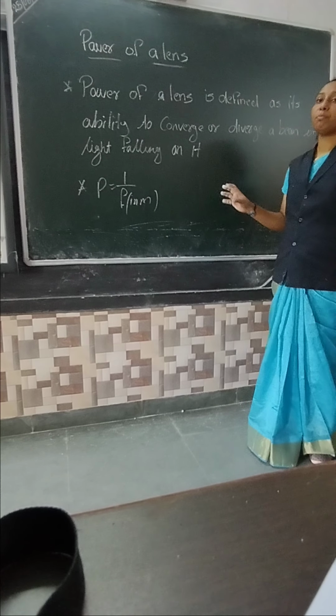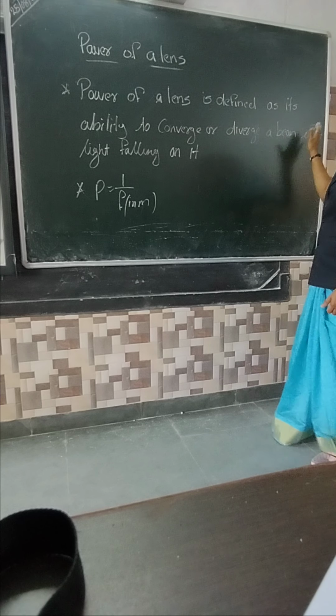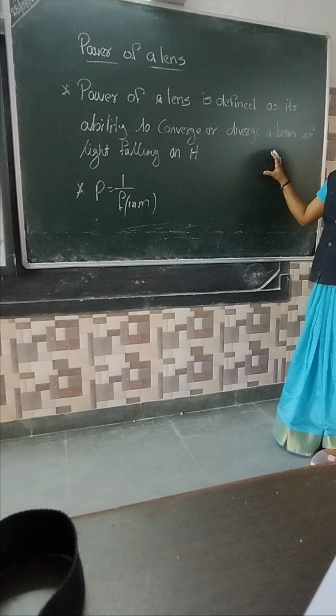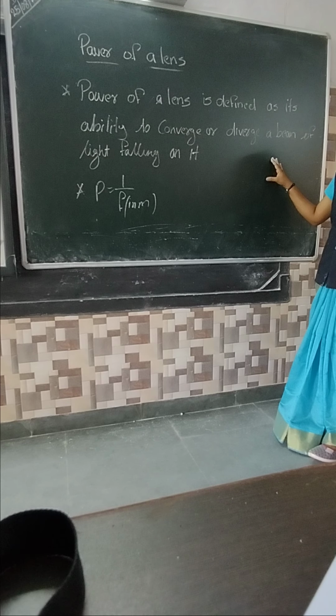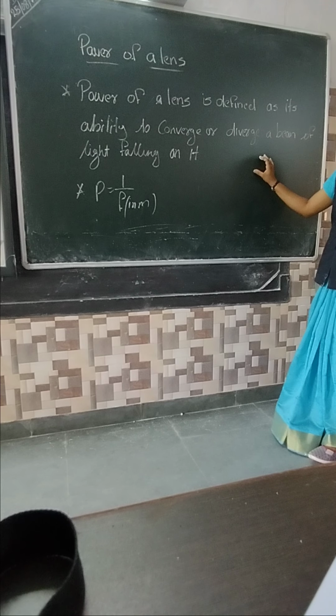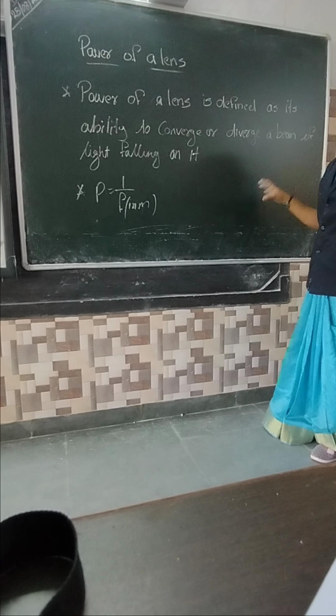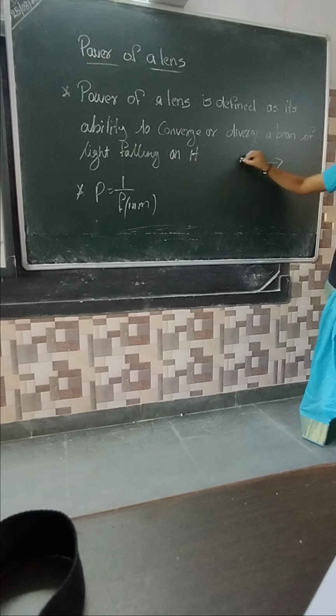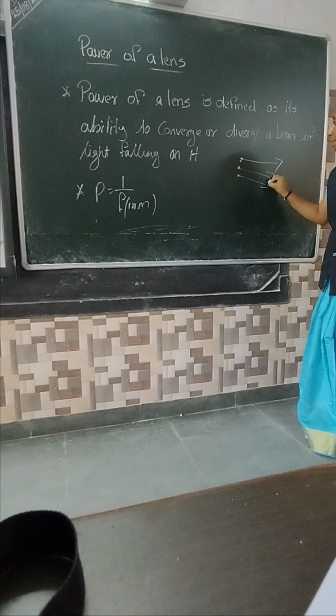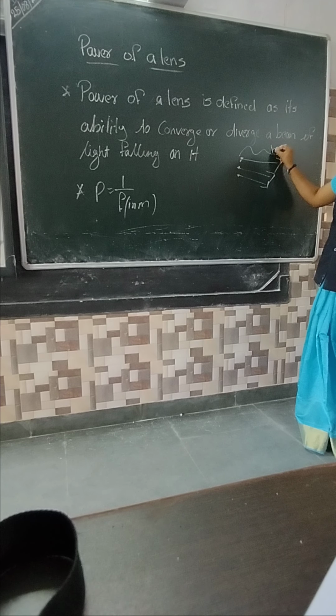What is the definition of power of a lens? The power of a lens is defined as its ability to converge or diverge a beam of light. A converging lens is convex, and a diverging lens is concave. What is the meaning of a beam of light? Normally a light ray is represented by a line. A ray is a single line of light, and the combination of rays is called a beam. Clear everyone?